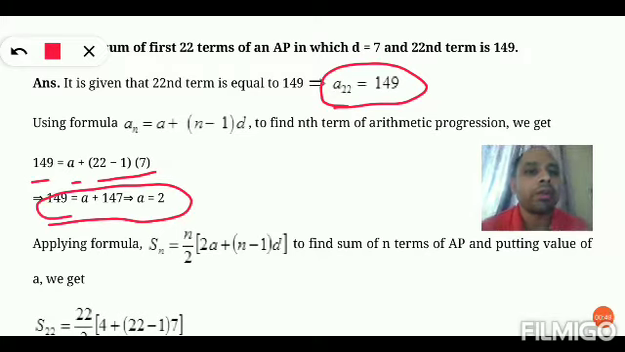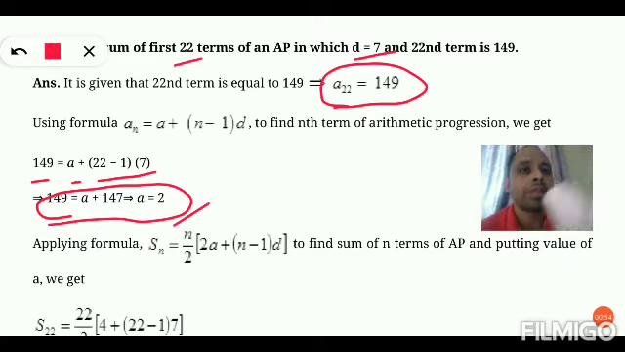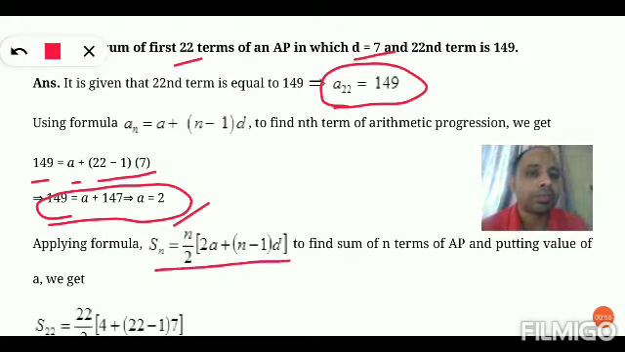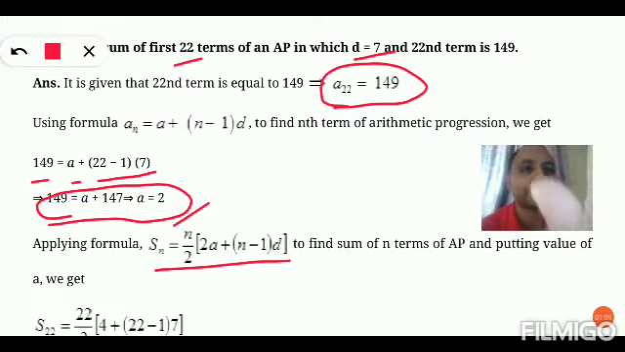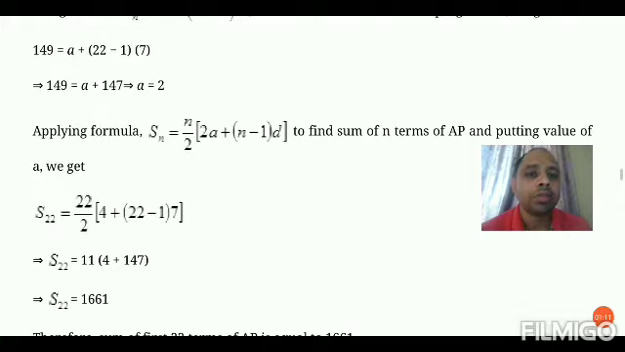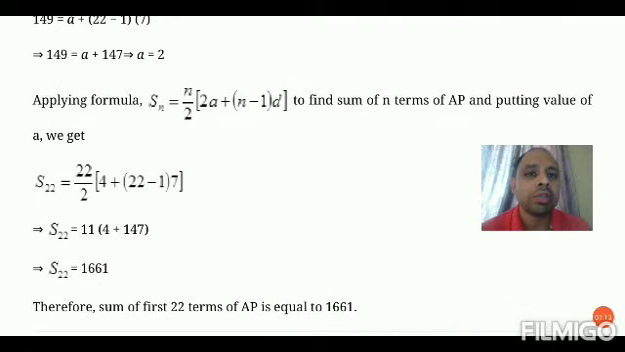Now we have the value of a, the value of d: the value of a is 2, the value of d is 7, and the value of n is 22. Therefore, by applying the formula Sn equals n by 2 in the bracket 2a plus (n minus 1) d, after substituting all the values of n, a and d, we are able to find the value of S22. After solving this, you will get the value of S22 as 1661.